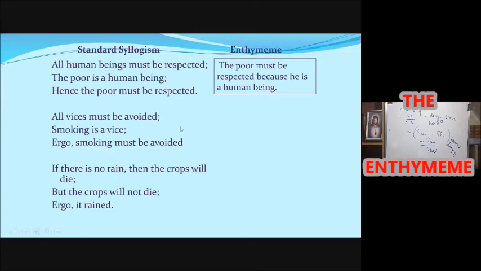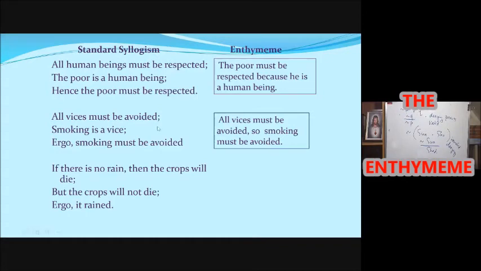how do we say to people to avoid smoking? We don't do it this way. You don't try to convince your friend who's smoking by saying all vices must be avoided, smoking is a vice, ergo smoking must be avoided. That's very funny, right? We can just say like this: all vices must be avoided, so smoking must be avoided, or avoid smoking. That's the usual way of expressing it.